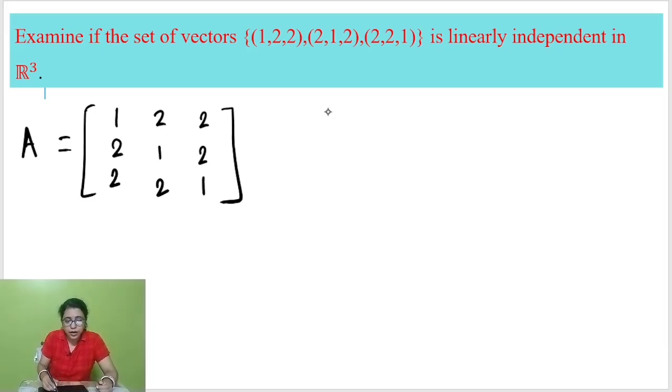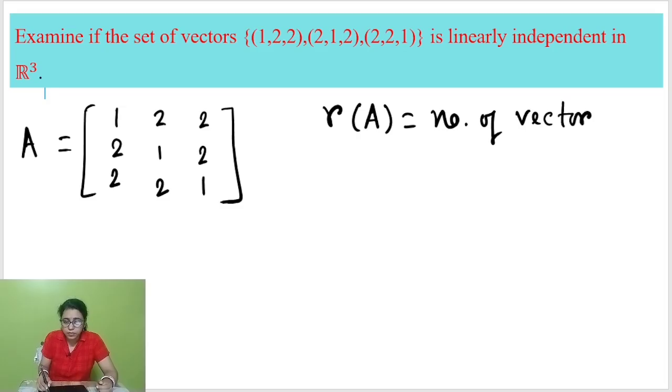Now we'll find out the rank of this matrix. If the rank of this matrix is equal to the number of vectors present here, then we'll say that the set of vectors is linearly independent, otherwise it is linearly dependent. Because the rank of the matrix means that many linearly independent vectors exist. For this one, if the rank of the matrix is 3, that means in this matrix there are 3 linearly independent vectors. So, we'll proceed to find the rank.